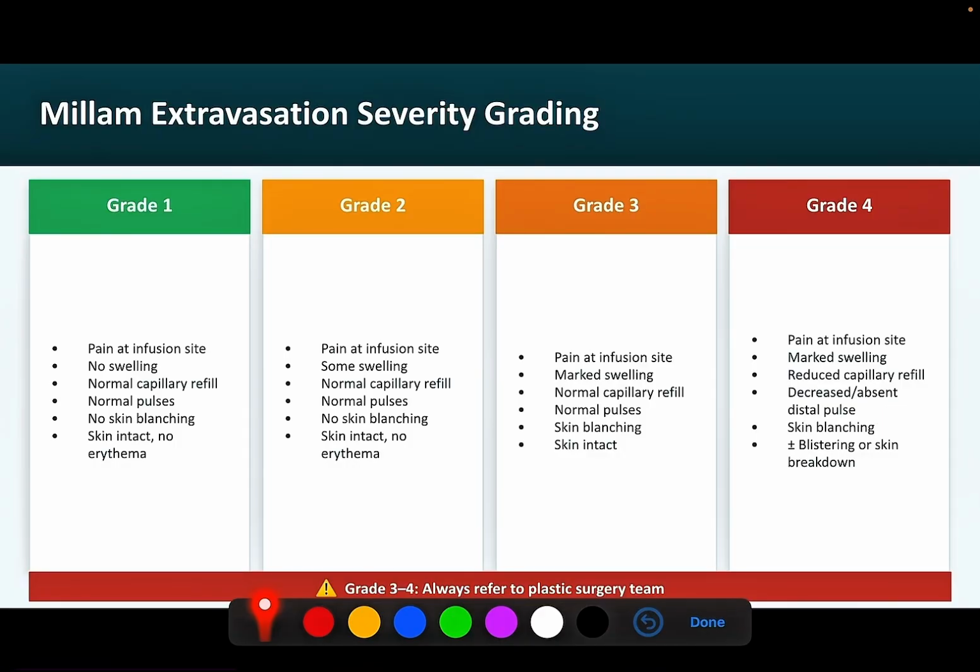And there's no skin blanching in grade 1 and grade 2, and skin blanching will be there in grade 3 and grade 4. Skin is intact up to grade 2 and 3, and there's skin blistering and skin breakdown in grade 4.